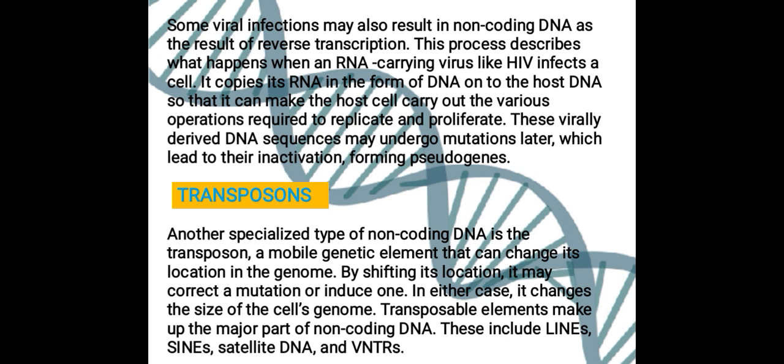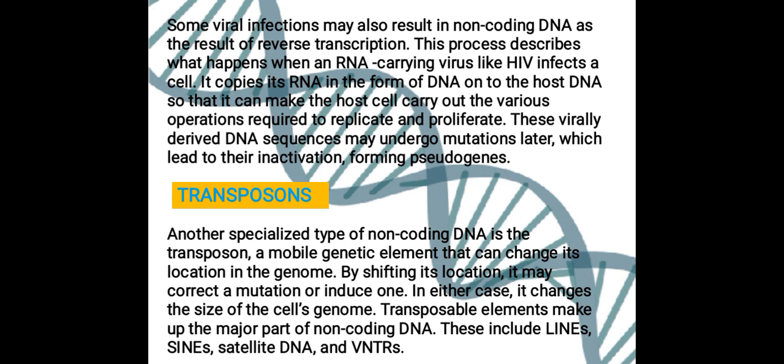Some viral infections may also result in non-coding DNA as the result of reverse transcription. This process describes what happens when an RNA-carrying virus like HIV infects a cell. It copies its RNA in the form of DNA onto the host DNA so that it can make the host cell carry out the various operations required to replicate and proliferate. These virally derived DNA sequences may undergo mutations later, which lead to their inactivation, forming pseudogenes.